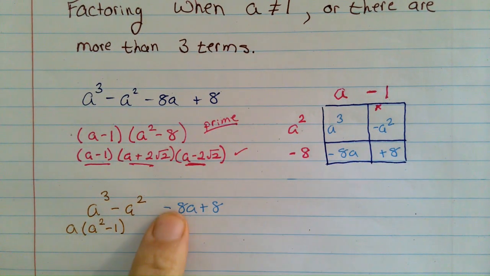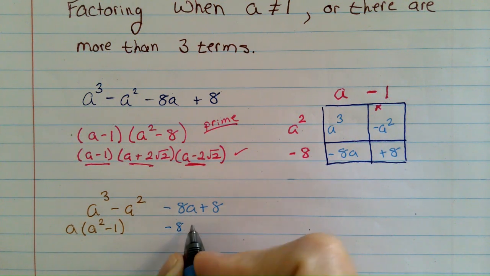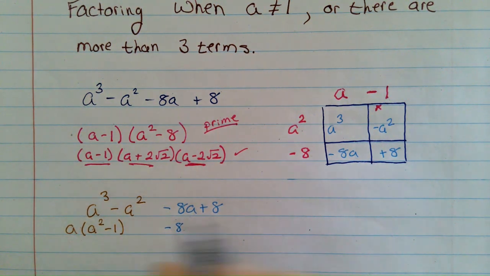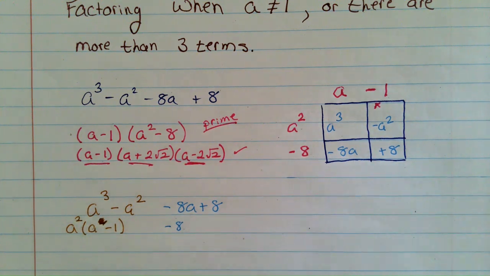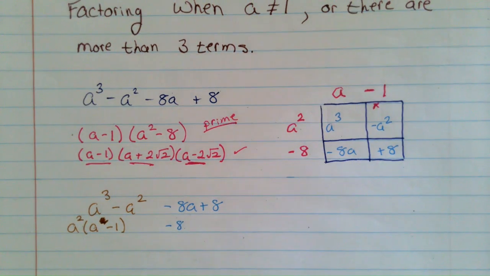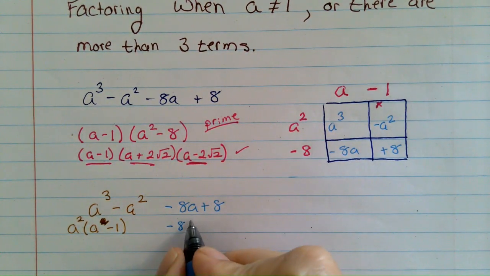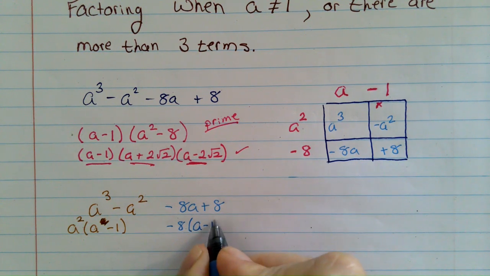When you have a minus in front of a number, generally you go ahead and factor out the negative as well as the numerical GCF. In this case, we'd factor out a negative 8. Nobody caught my mistake there, did they? A squared was the GCF. My brain was working, my hand was not. That happens. And this would also have an a minus 1.